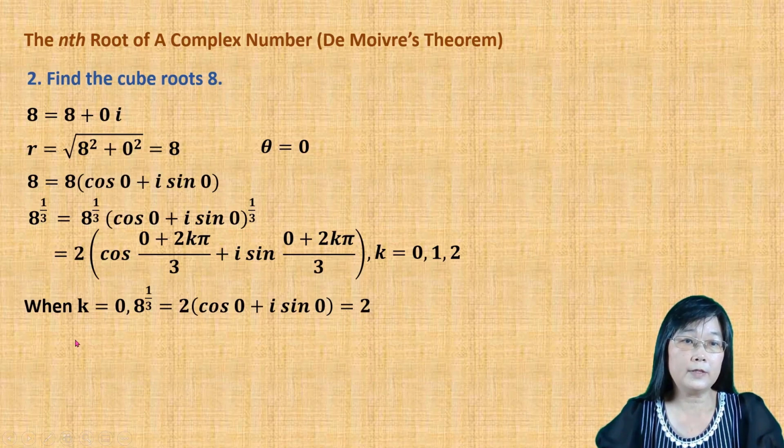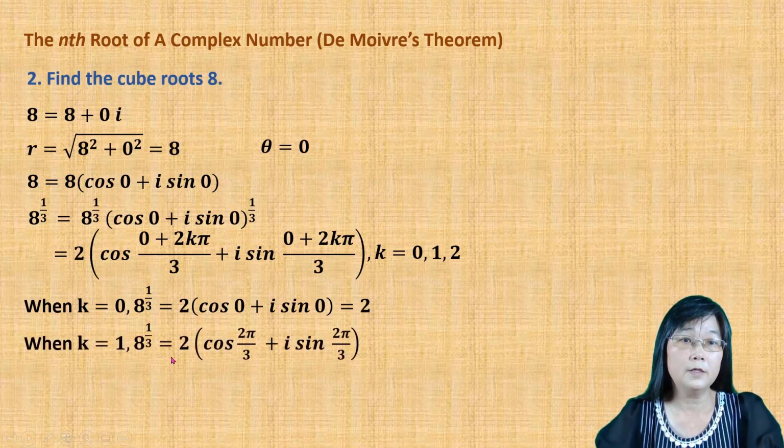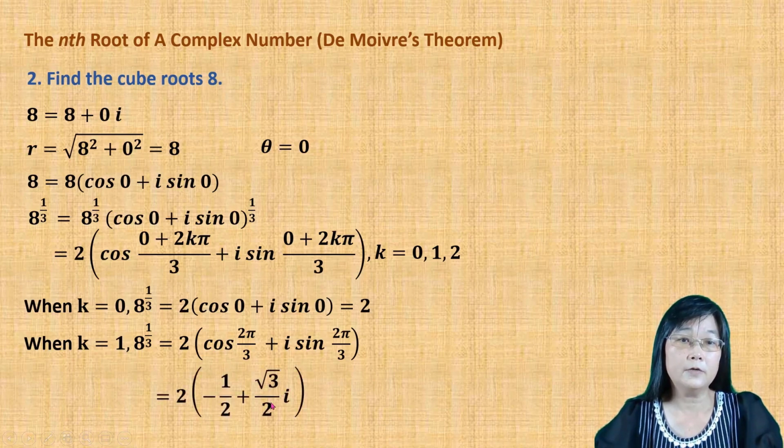For the second root, when k is equal to 1, the argument becomes 0 plus 2 times 1 pi over 3, that is 2 pi over 3. So the answer we need to change back to Cartesian form, that is we need to press the calculator. Cos 2 pi over 3 is negative 1 over 2. Sin 2 pi over 3 is equal to square root of 3 over 2. So when we simplify, the answer is negative 1 plus square root of 3 i.